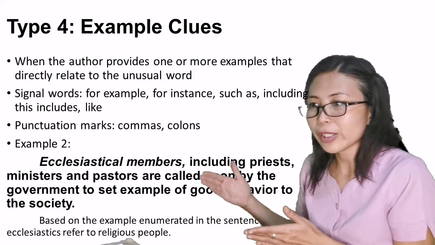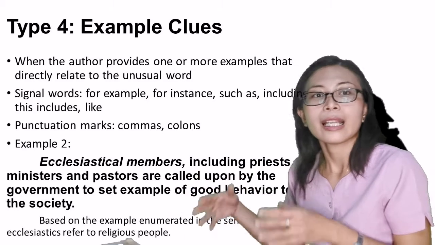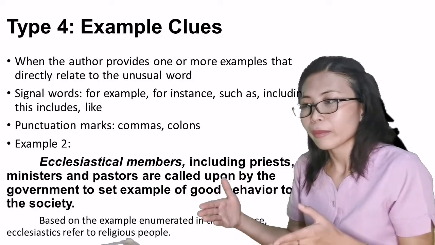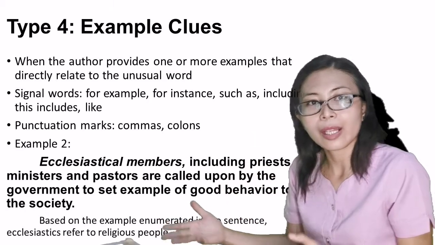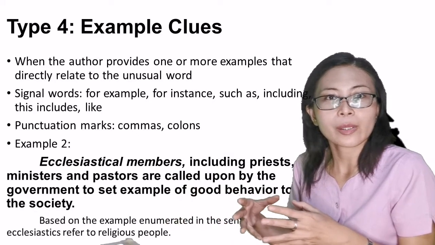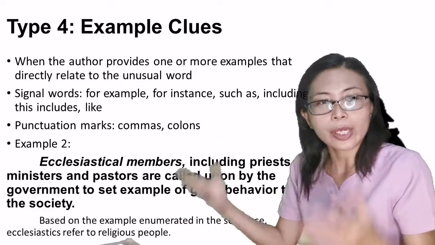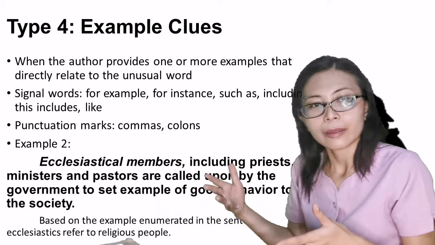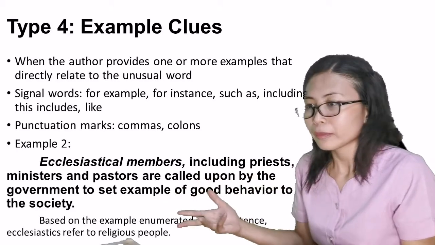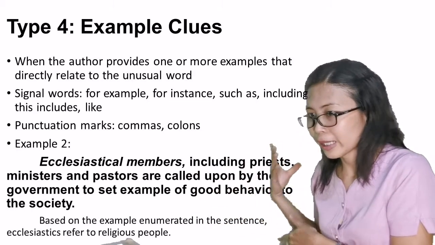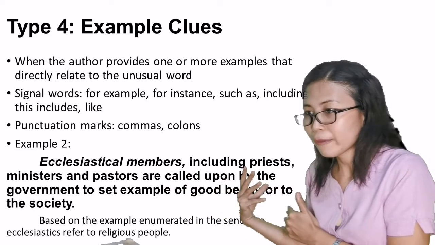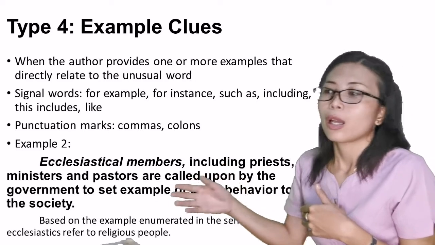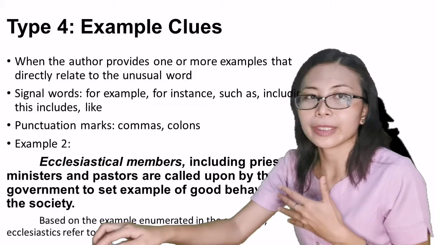Now, these priests and ministers and pastors, what they have in common is that they are serving in the church in order to cater to the spiritual needs of the people. So, ecclesiastical members are religious leaders or religious figures that serve everyone to meet the spiritual needs with anointment. Based on the examples enumerated in the sentence, ecclesiastical members refer to religious people, expected to set good examples or good behavior to the society.